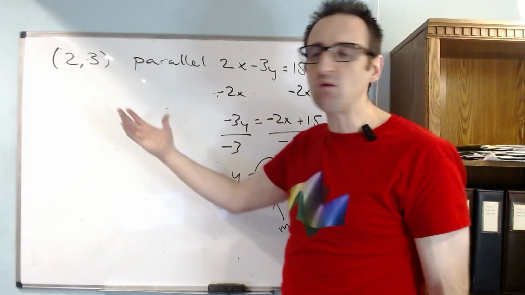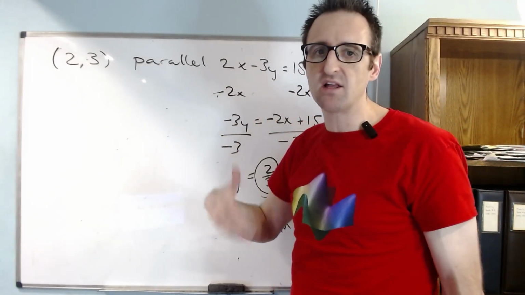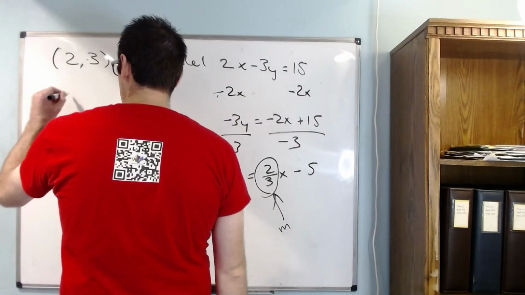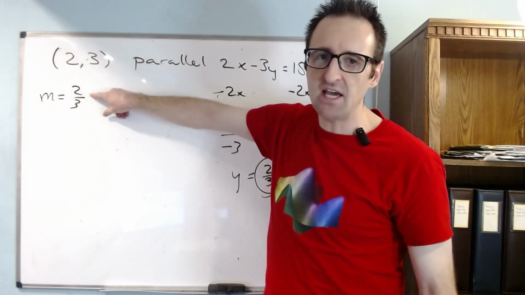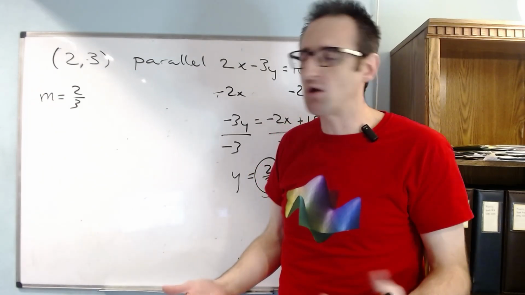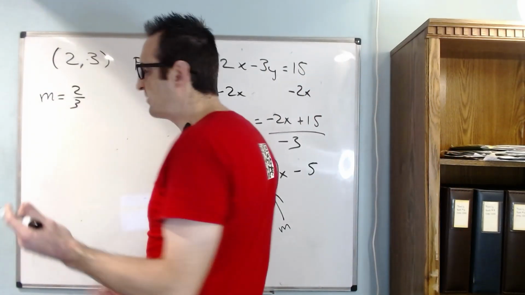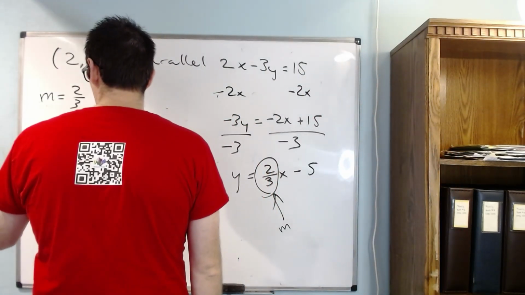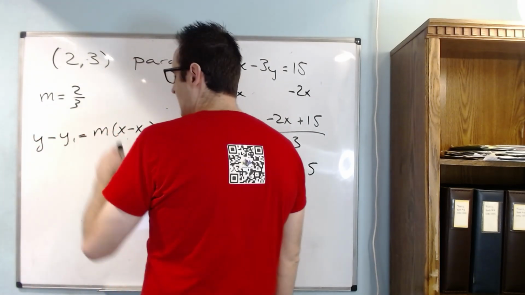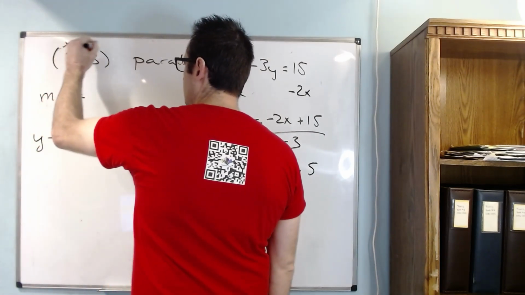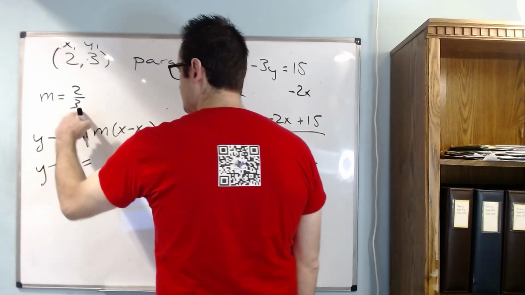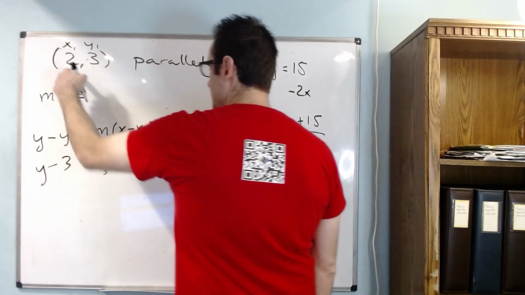And since the line we want is parallel to that, we want a line that has the same slope. So we'll use that slope there as m equals 2/3. Now we have a slope and a point, and so we'll use the point-slope form of the equation of a line to get to the slope-intercept form. So we have y minus y1 is equal to m times x minus x1, and we'll plug everything in, thinking of this as (x1, y1). And you'll end up with y minus 3 equals 2/3 times (x minus 2).